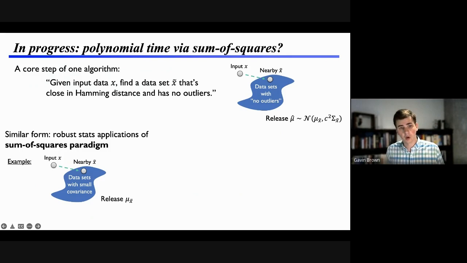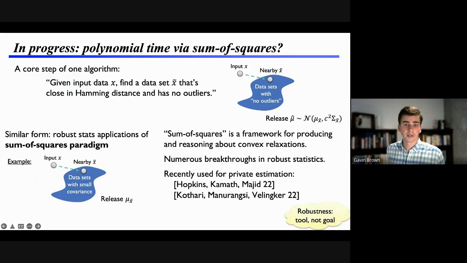This actually has a quite similar form to robust statistics applications of what's called the sum of squares paradigm. A somewhat canonical example is some mean estimation problems, which you can solve with the same thing. You take an input X and you find a nearby X tilde that, say, has small covariance. And then you release a mean that's estimated from that projected data set, X tilde.